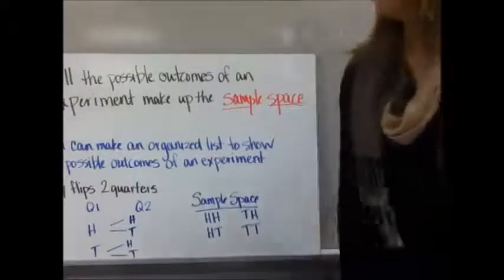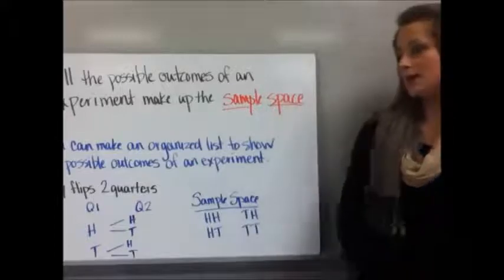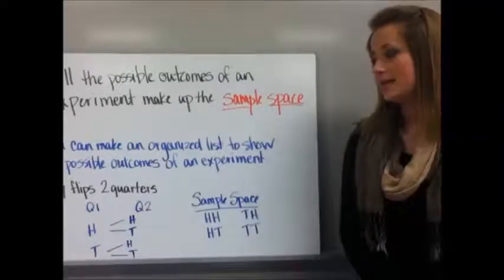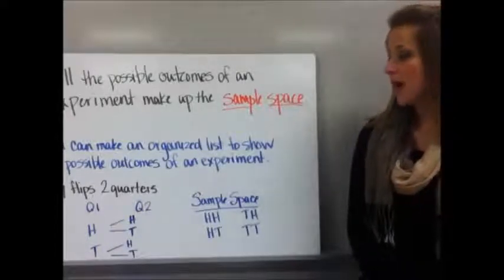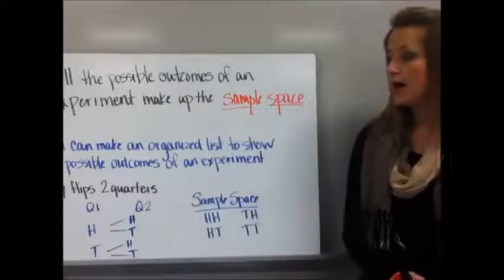All of the possible outcomes of an experiment make up what's called the sample space. You can make an organized list to show all the possible outcomes of an experiment. A way to do that is through something called a tree diagram.